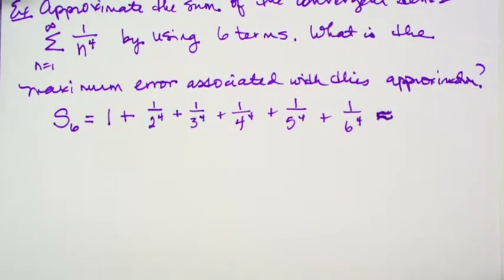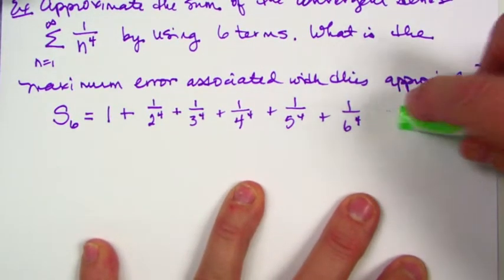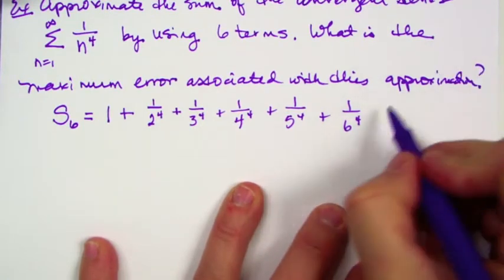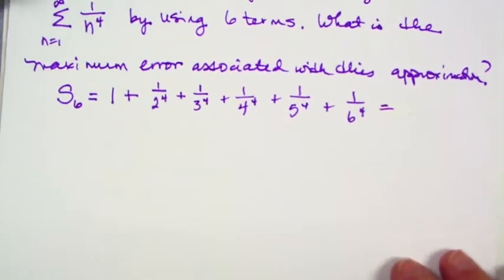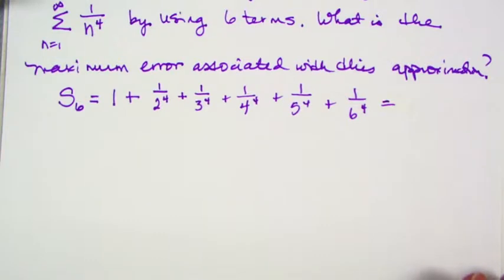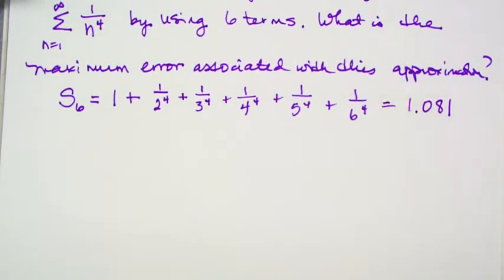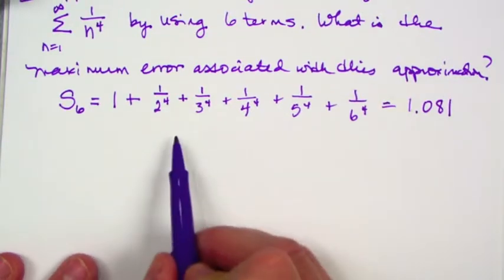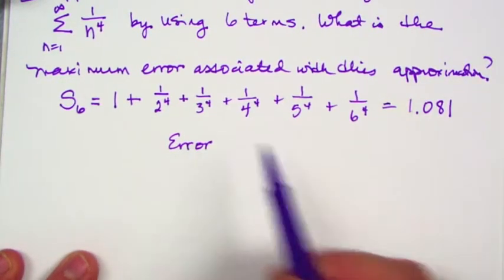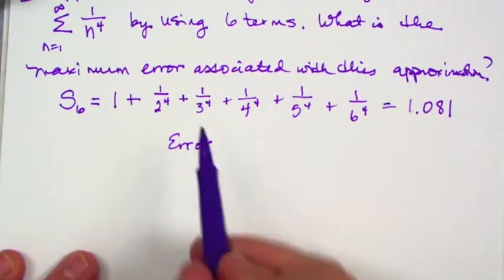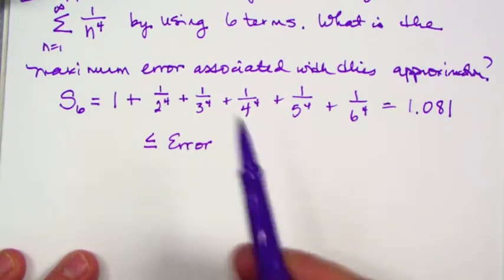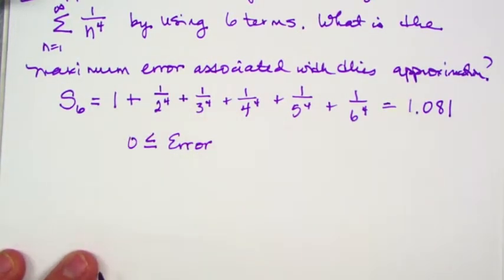Okay. So you guys have out your calculators. Okay, so James says that is 1.081 if you add those terms together. So what does my error have to lie between? 0 and 1.